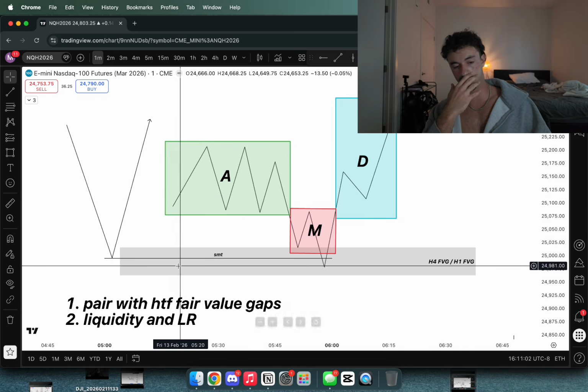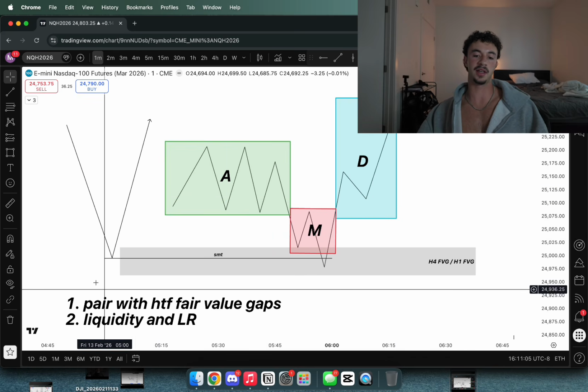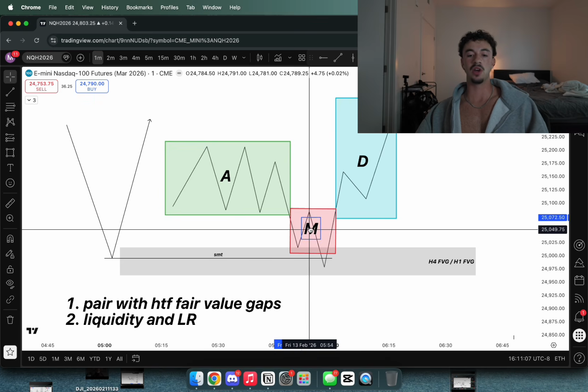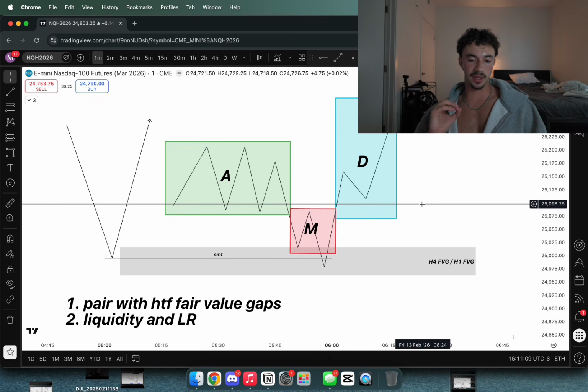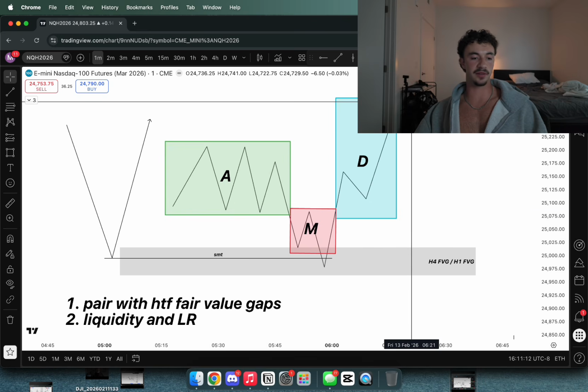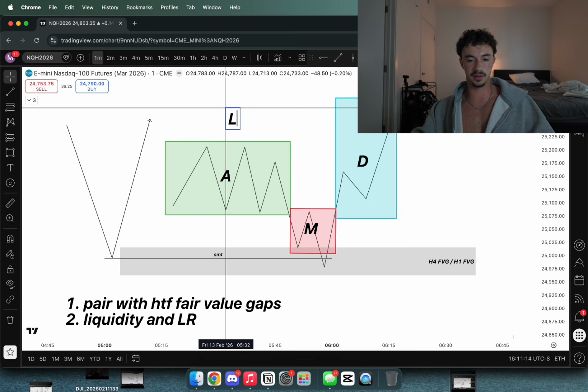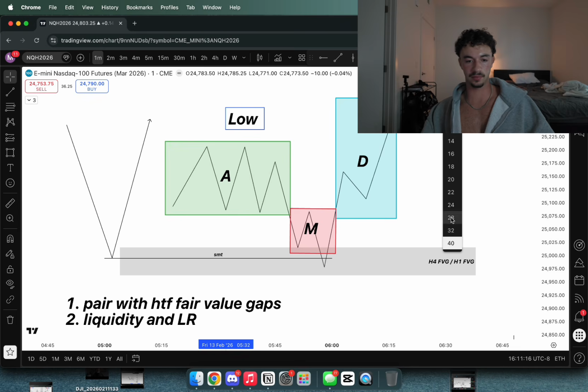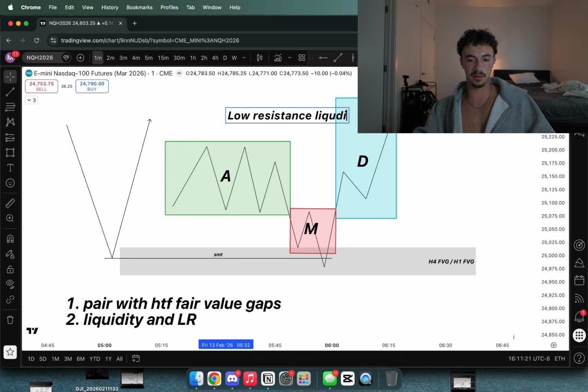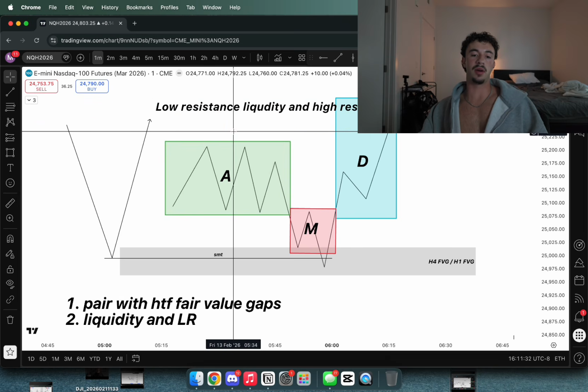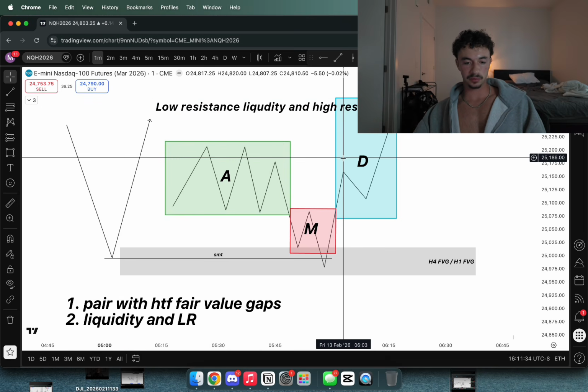Now that's the first thing I wanted to touch base on for liquidity. The second thing I want to touch base on, which is extremely, extremely important, is the difference between low resistance liquidity and high resistance liquidity.